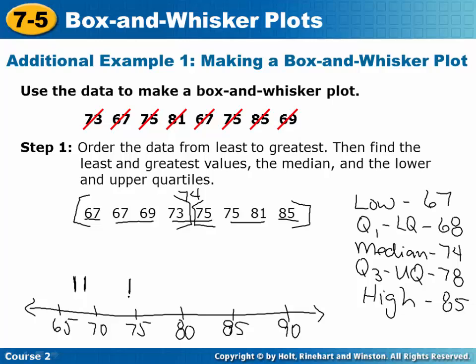And again, we're just doing a rough estimate. Then I'm going to go to 78 and put another line. Then I'm going to go to 85 and put another line. And you should have 5 little lines on there. Do you have 5 little lines? Now that doesn't look like much of a box and whisker plot, does it? No, so now we need to get the box and the whisker taken care of.